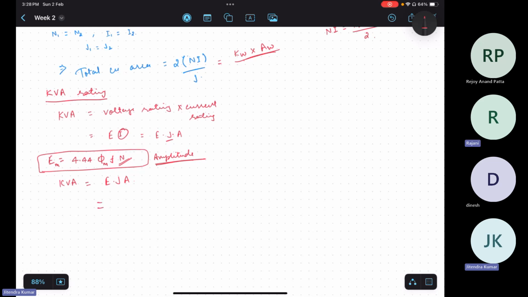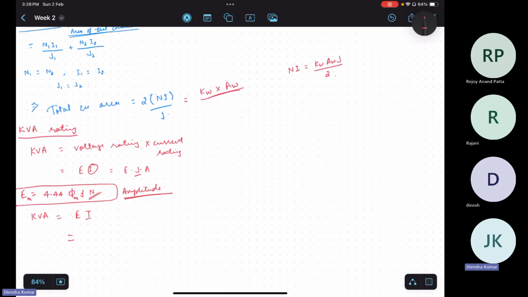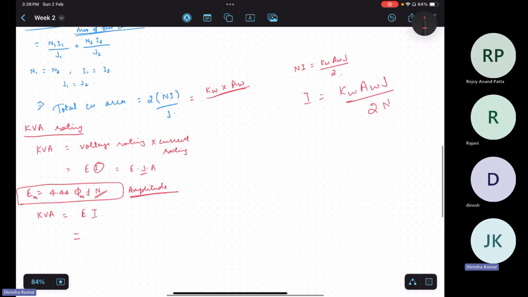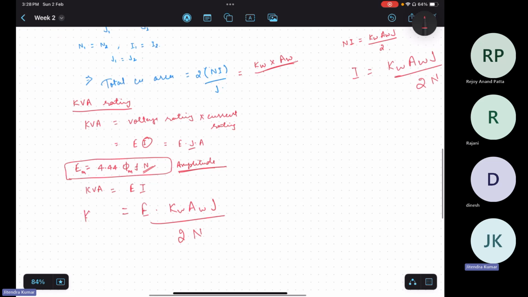So here, in place of I, it is nothing but basically voltage into current, and here I is equal to Kw Aw J divided by 2N. So E into Kw Aw J divided by 2N. This expression you might have seen during the lectures as well. So this is a very important expression.